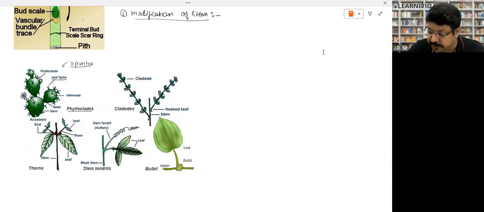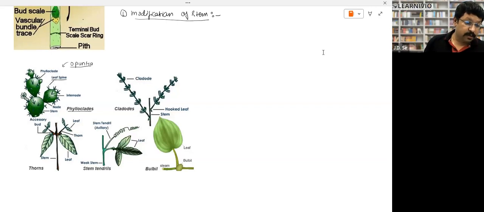Opuntia, yes. Opuntia and Euphorbia. That is given. Next, thorn. Look, these are the thorns. Thorns are stronger than spines. Why? Because spines are the modification of the leaf, but thorns are the modification of the stem.